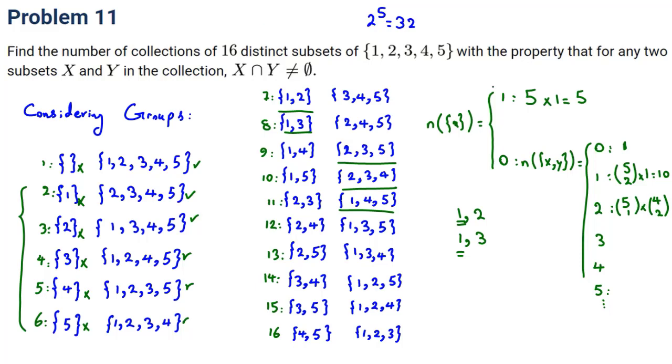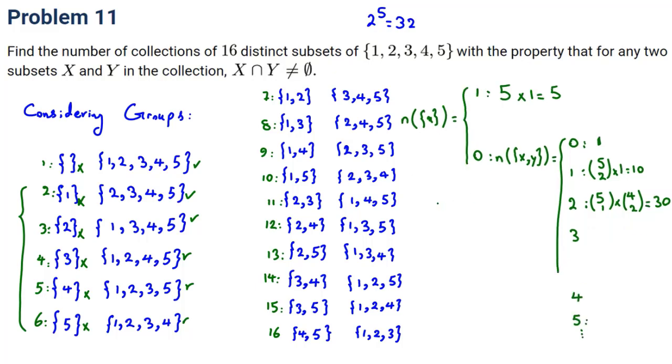Okay, so if we calculate this, it will be 5 times 6, 30. Now we want to consider when we have 3 subsets with intersection 2, each of them has 2 elements. So we have 2 types for 3. One type is, for example, 1, 2, 1, 3, 1, 4.